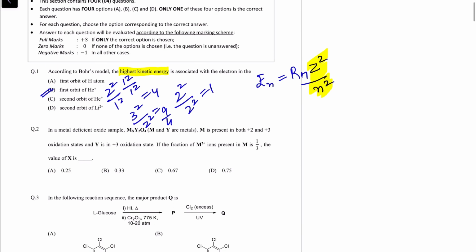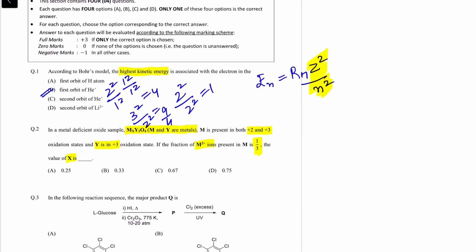Moving to the second question, in a metal deficient oxide sample MXY2O4, where M and Y are metals, metal is present in both +2 and +3 oxidation state. The oxidation state of Y is given to be +3, and it is also given that the fraction of M2+ ion is 1 by 3. The question is, what is the value of X? That is, what is the coefficient of metal in the formula of the compound?